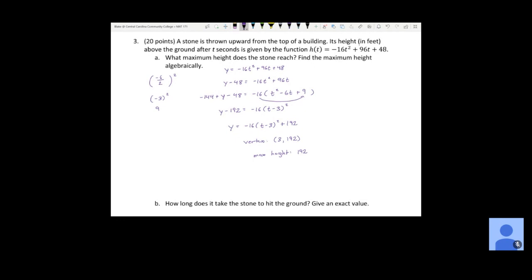Don't forget your units here, right? It said our height was measured in feet. This would be feet. Any questions on that one now?